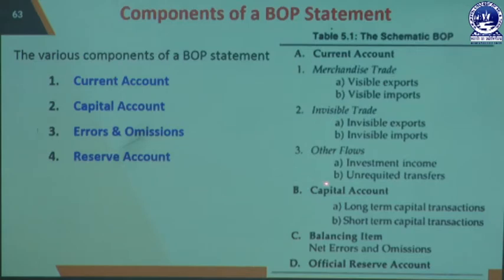Then another component of balance of payment is the capital account, which consists of all the long term capital transactions and short term capital transactions. The next component is the balancing item, under which all the net errors and omissions come. And the official reserve account is another component of balance of payment to maintain the balance of the statement, balancing all the economic transactions of a country.